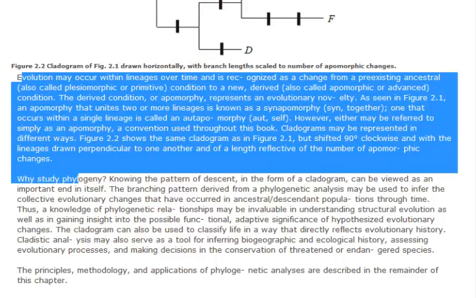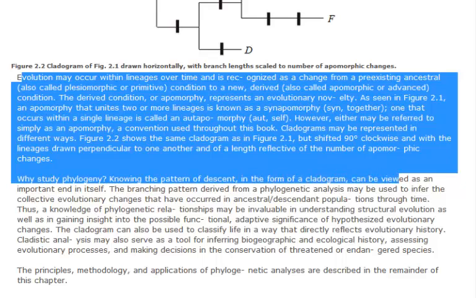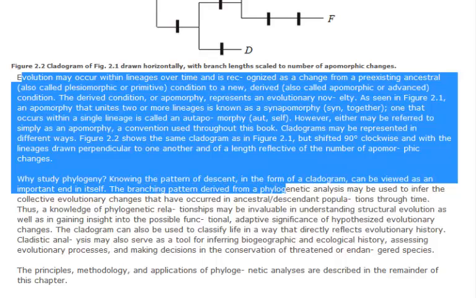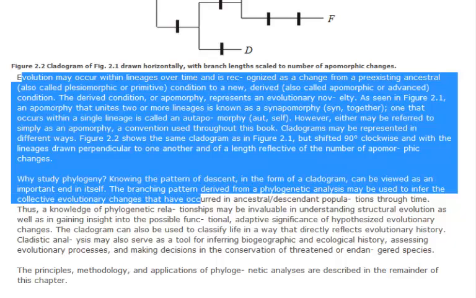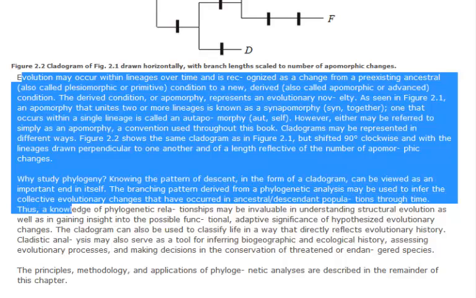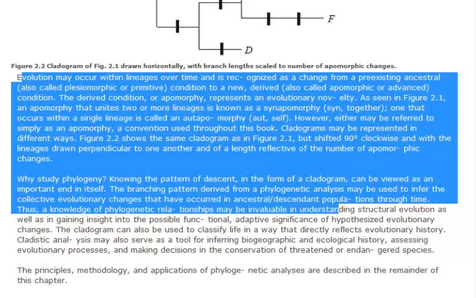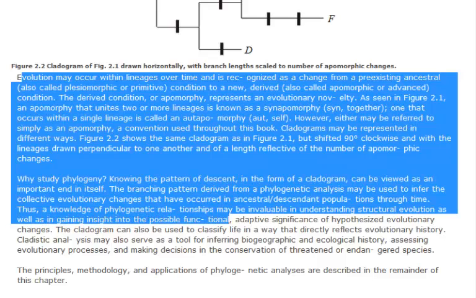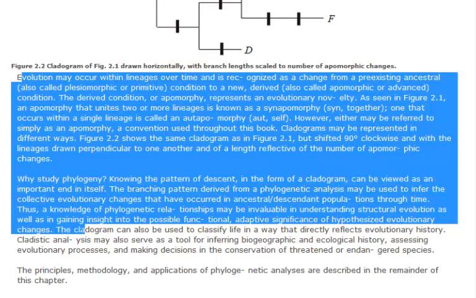Why study phylogeny? Knowing the pattern of descent in the form of a cladogram can be viewed as an important end in itself. The branching pattern derived from a phylogenetic analysis may be used to infer the collective evolutionary changes that have occurred in an ancestral-descendant population through time. Thus, a knowledge of phylogenetic relationships may be valuable in understanding structural evolution as well as in gaining insight into the possible functional adaptive significance of hypothesized evolutionary changes.